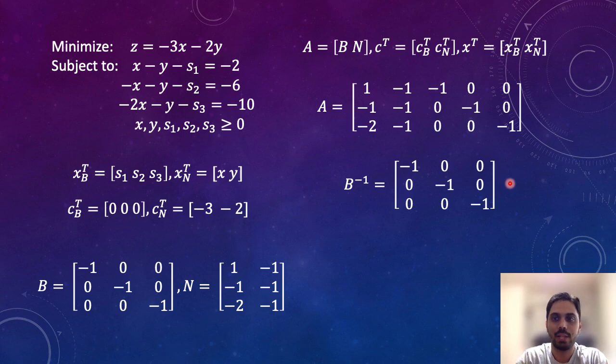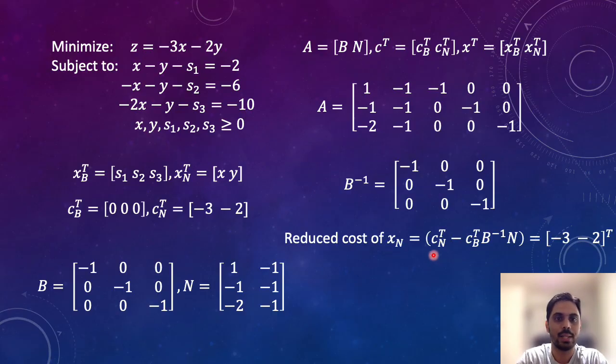And using that, we can compute the first thing, which is the reduced cost for our non-basic variables. If you remember the formula, it is Cn minus Cb B inverse N. So let's compute that. We have our Cn, our Cb, our B inverse, and our N. We have everything, so we just do this matrix multiplication and subtraction, and then we get our reduced cost, which is -3 and -2. So -3 is the reduced cost for our first non-basic variable, X, and -2 is the reduced cost for Y.